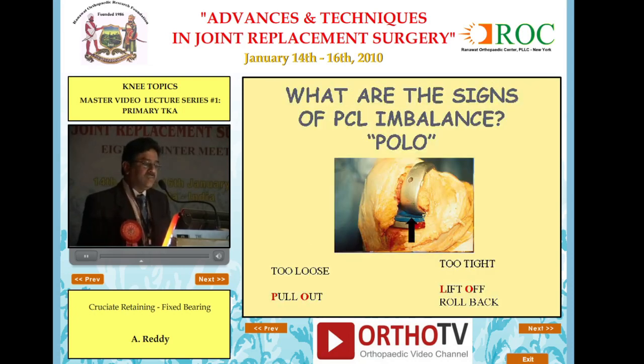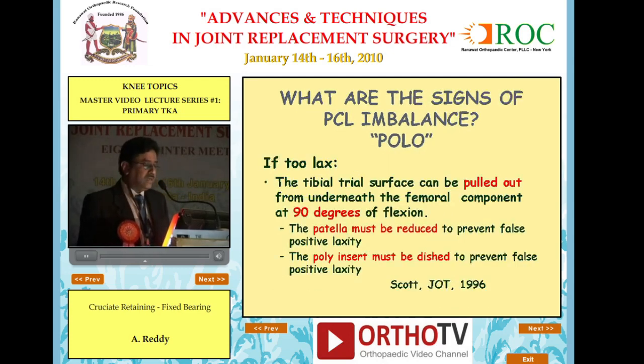And what are the signs of PCL imbalance? It's a very important test called the PLO test: pull off and lift off. If the flexion gap is too loose, you can pull off the tibial implant anteriorly. And if the flexion gap is too tight, it will be called lift off or roll back or nutcracker effect. That means simply the tibia will be lifted off. So this is the PLO test, you should do it at 90 degrees.